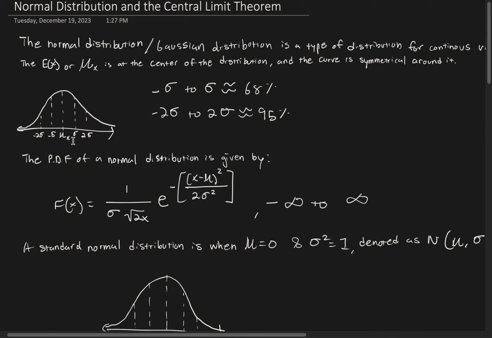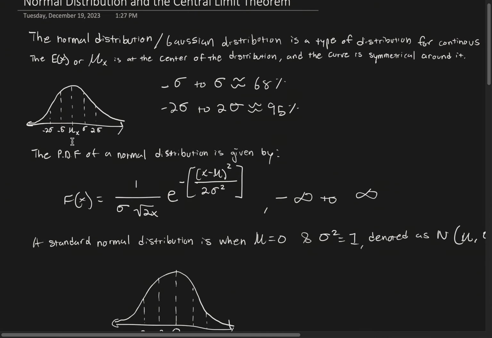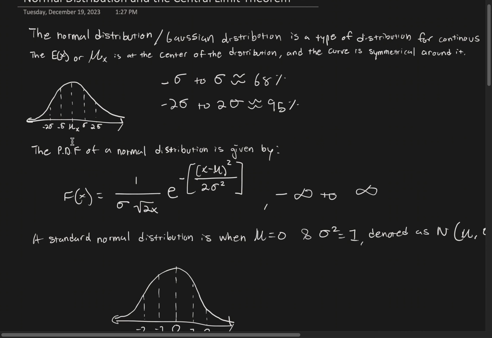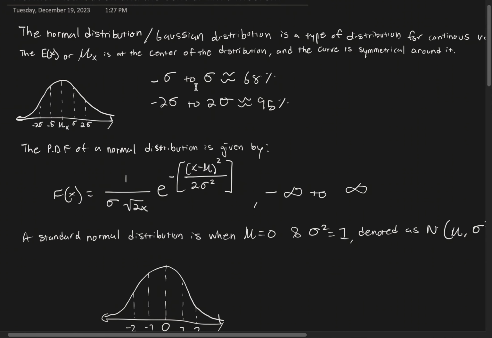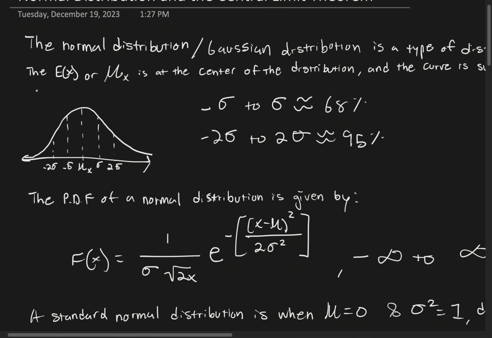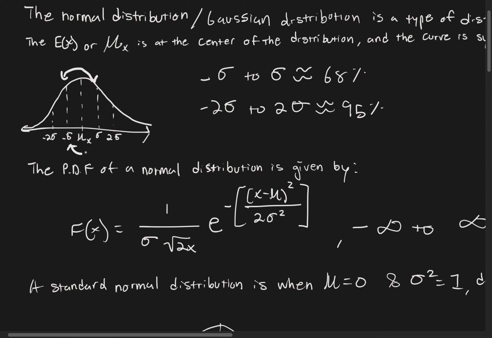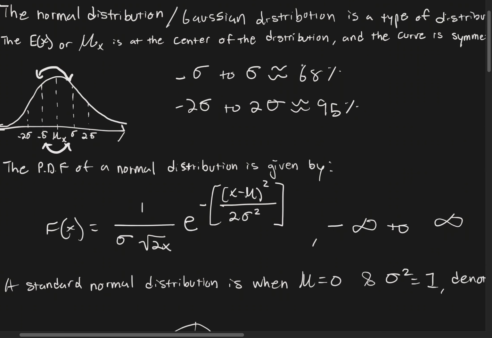The variability around the mean is given by the standard deviation. So from one negative standard deviation to one positive standard deviation, that will make up around 68% of the normal distribution right here.